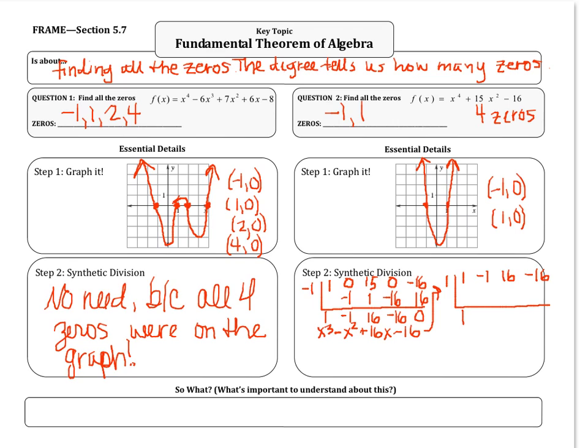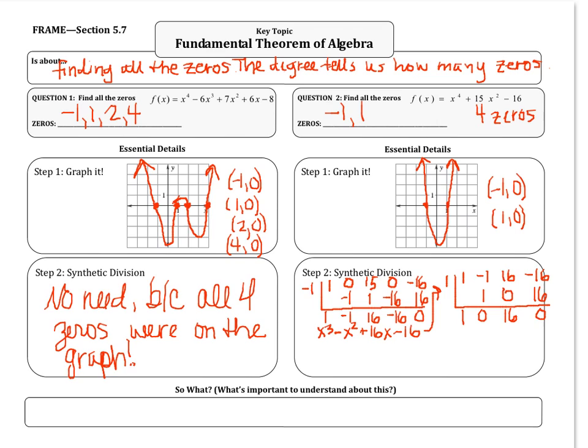Okay, move this 1 down. 1 times 1 is positive 1. Add those together. Negative 1 plus 1 is 0. 1 times 0 is 0. 16 plus 0 is 16. 1 times 16 is 16. Negative 16 plus 16 is 0.